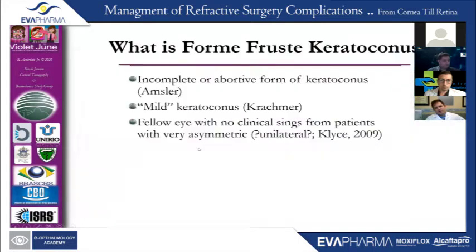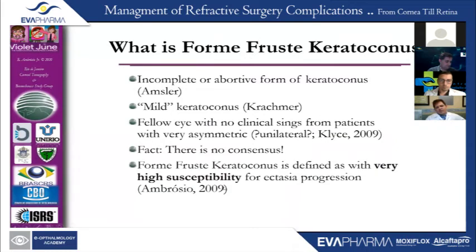It's not a consensus. There is no consensus on what is forme fruste keratoconus. My humble consideration and contribution is that forme fruste keratoconus is a patient with very high susceptibility for ectasia progression. And the literature comes with a fellow eye with very symmetric disease that could be a forme fruste keratoconus, but probably the best definition is by Jay Krachmer as a mild disease, subclinical disease.